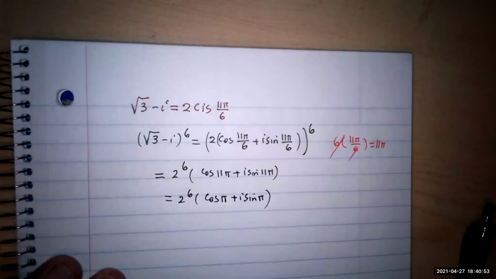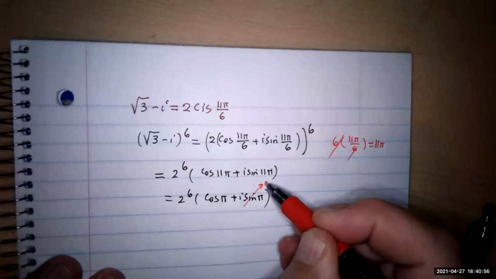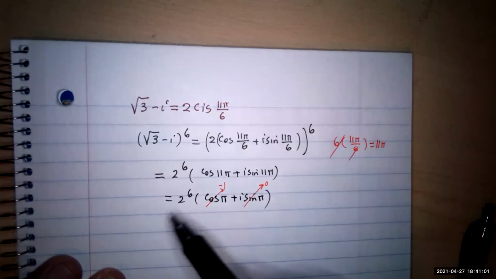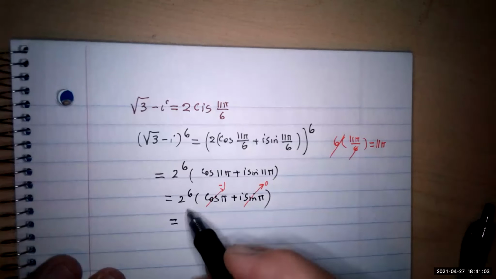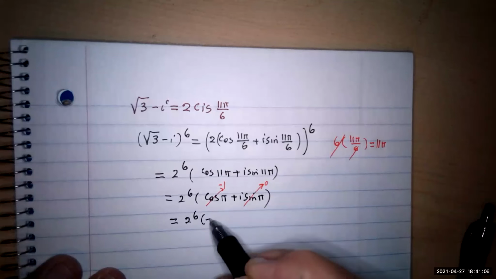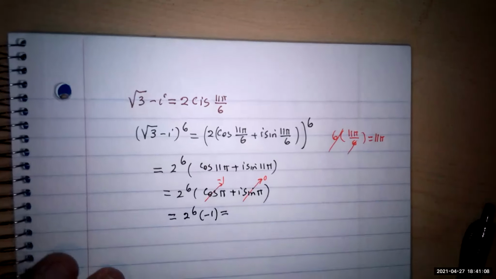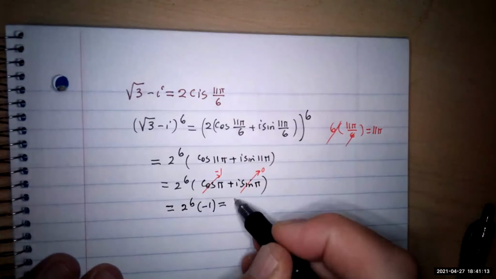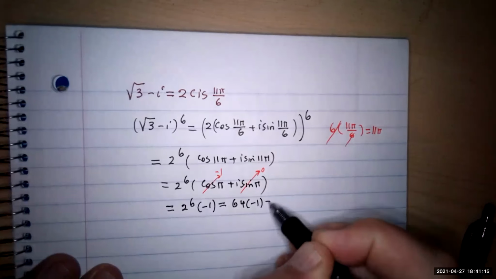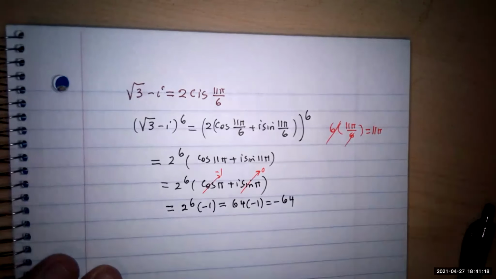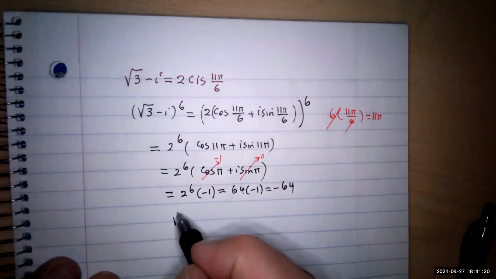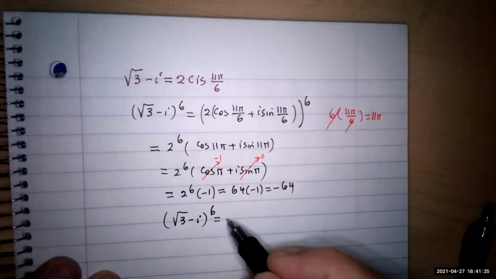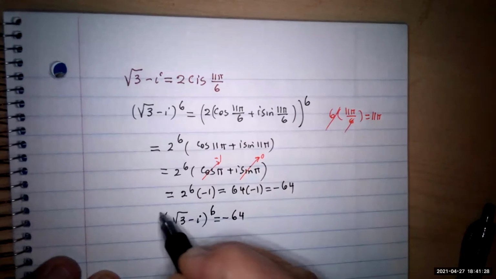Now sine of pi is 0, but the cosine of pi is -1. And 2 to the 6 times -1. 2 to the 5th is 32, 2 to the 6th is 64. So that gives you 64 times -1, which is -64. Okay, so radical 3 minus i to the 6 is going to be -64. It's a very nice formula.